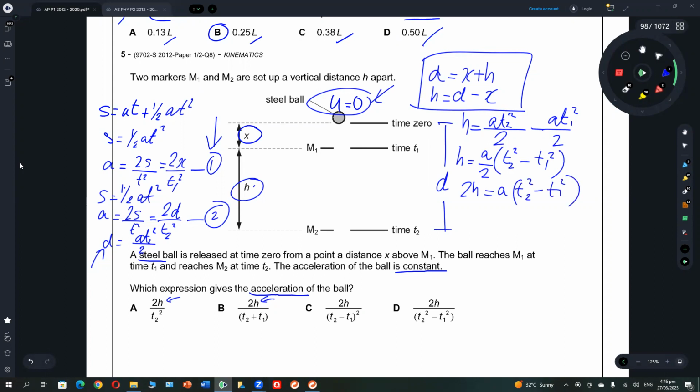Help me to make A the subject. So it will be 2H over this bracket, T2 minus T1 square. Square will be cancelled. No, no. Oh, no, they are in subtraction, so I made A the subject again.